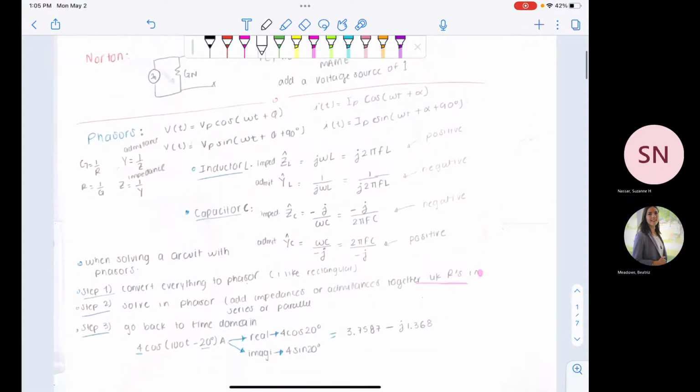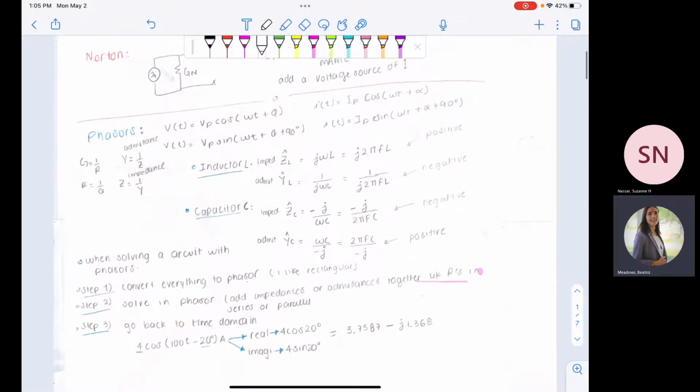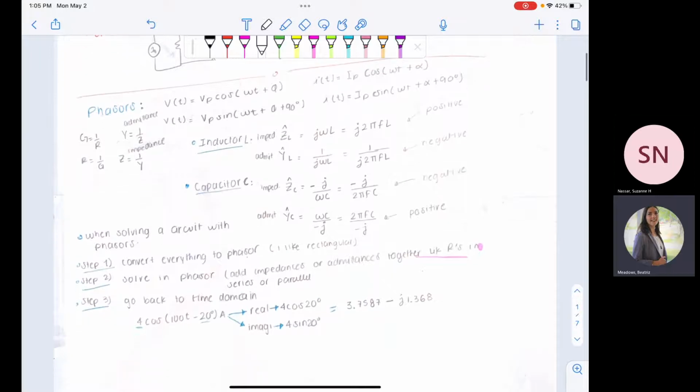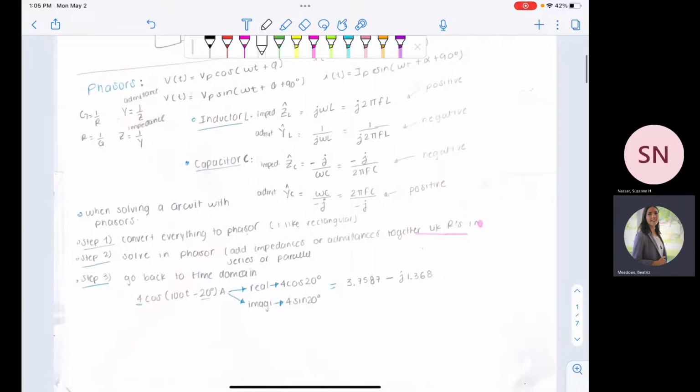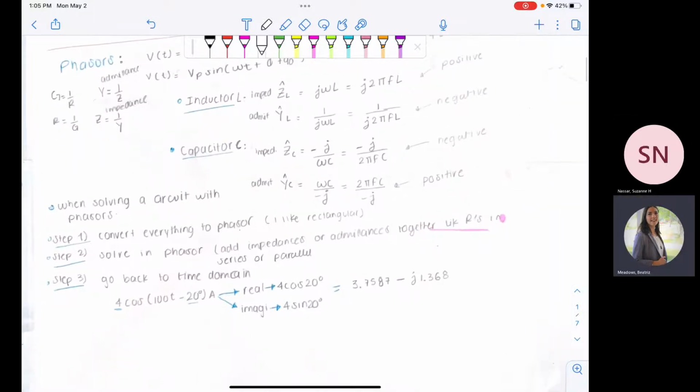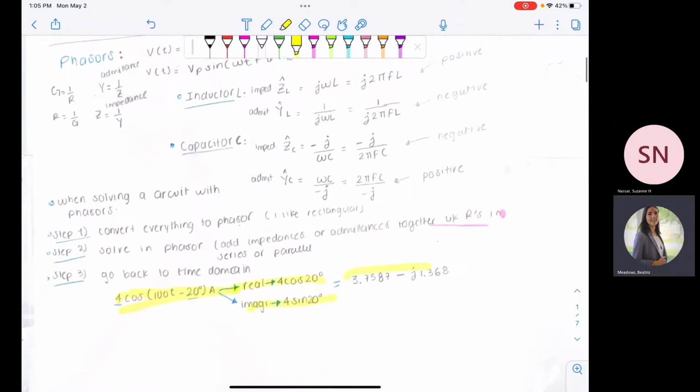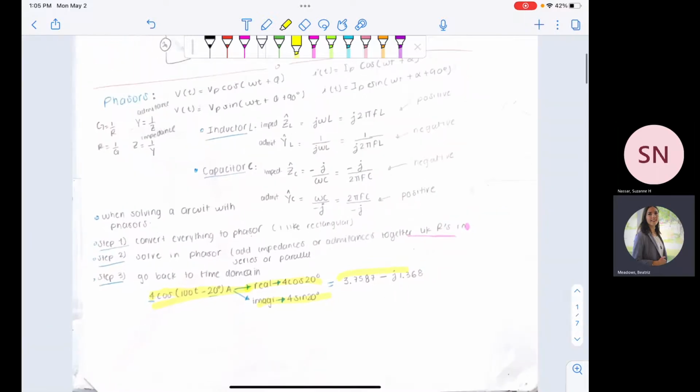So it's your nodal or mesh, but now you have inductors and capacitors. You should go back and watch this video because I'm posting my cheat sheet from when I took this test: how to convert inductors and capacitors to phasors. Also, Suzanne's going to go over how to go from time domain to phasor domain, especially if you have something like this. So what's the real part, what's the imaginary, what's your omega t, stuff like that.